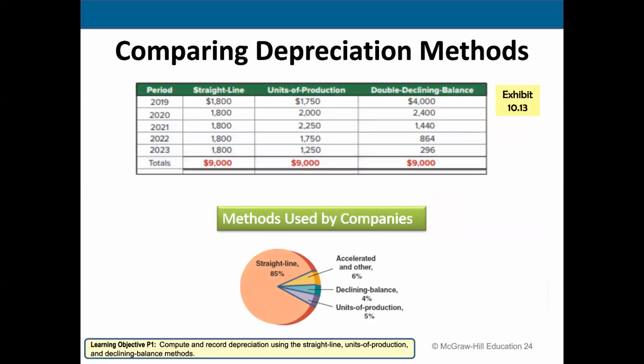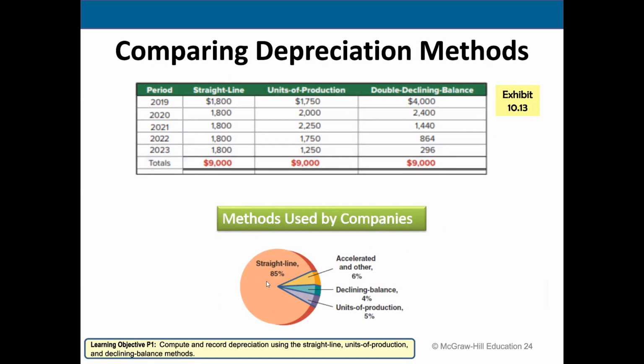You can see the accumulated depreciation, or the amount of depreciation per year, by each method. With straight line, you see it's the same amount each year. With units of production, it varies depending on how many units we use. And then double declining declines. It starts at 4,000 and declines down to 9,000.